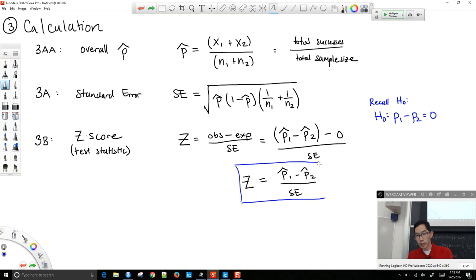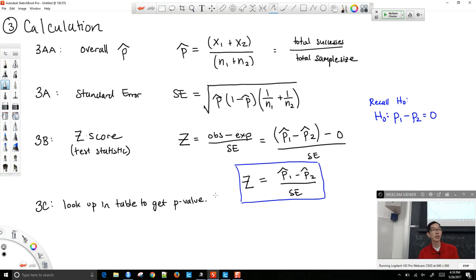But at the heart, it is the observed difference between sample proportions. Our expected difference between sample proportions is 0, divided by the standard error. So we're just saying observed reality versus the expectation, and we take that difference and divide it by the standard error. Okay, so we get a z-score. Once you have your z-score, you look it up in the table to get a p-value.